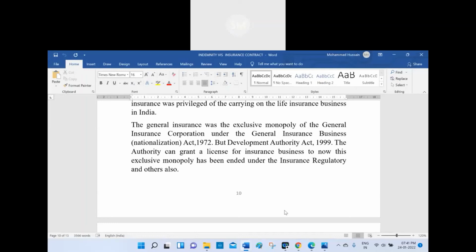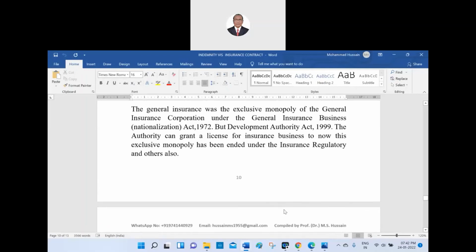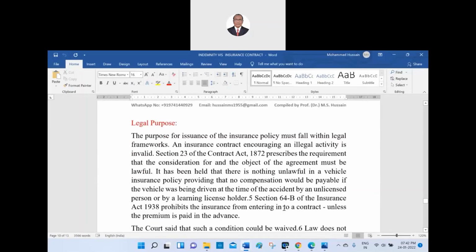Yes, sir. The general insurance business was the exclusive monopoly of the general insurance companies under the Nationalization Act of 1972. Under the Insurance Regulatory and Development Authority Act of 1999, the authority can grant a license for the insurance business. Now the exclusive monopoly has ended. Once the IRDAI has come in, it provides checks and balances to protect the interest of the insured.